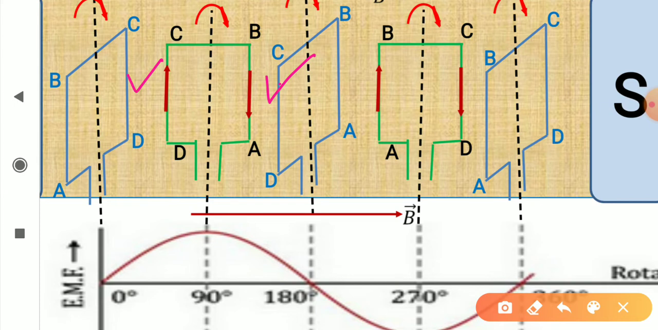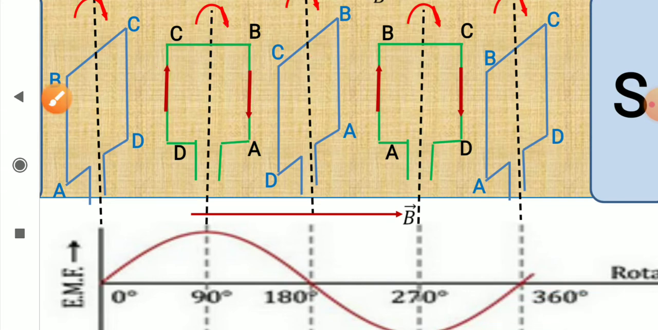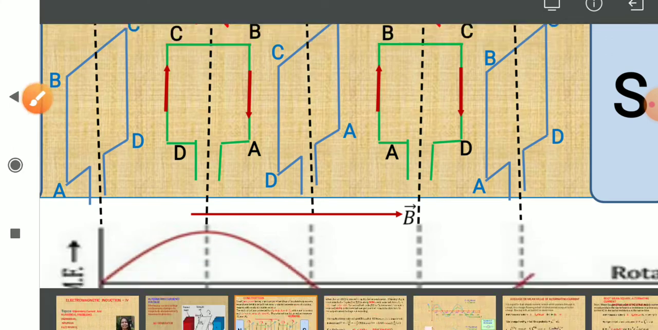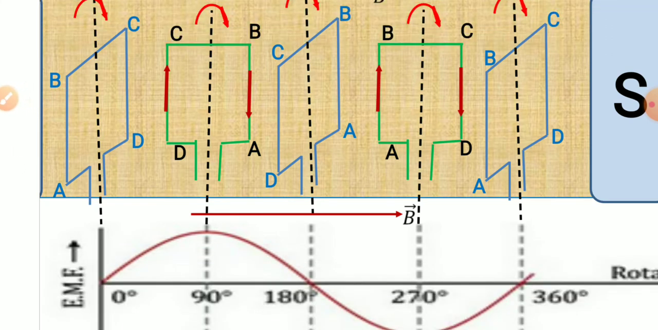So the direction of current is from D, C, B, A. Now let's see how we get this current in the conductor in the outside circuit. For that, let's see the external circuit.